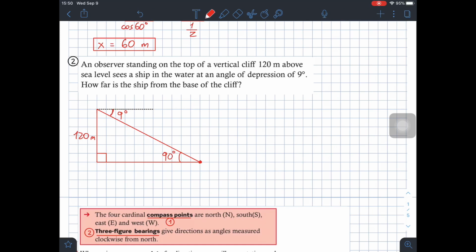This is called alternos internos in Spanish. Ángulos alternos internos. So, sorry, I saw that I wrote 90 here. You should actually say 9 degrees, okay? So it's the same angle formed up here.